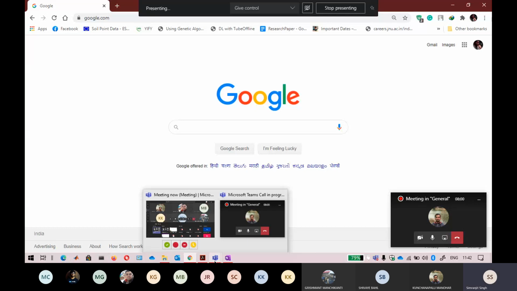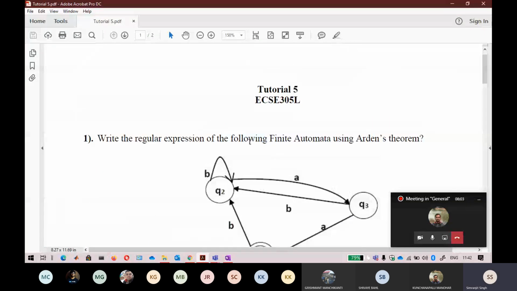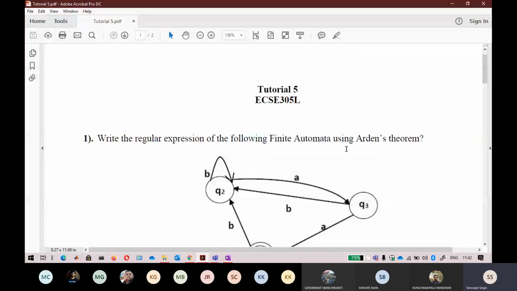Okay, so this is your fifth tutorial, and this tutorial is based mostly on Arden's method, another is regular expression, and the last one we have is bits and pieces of DFAs. I just want to include one or two questions so that you do not completely forget about that part also. So I have included those questions also.